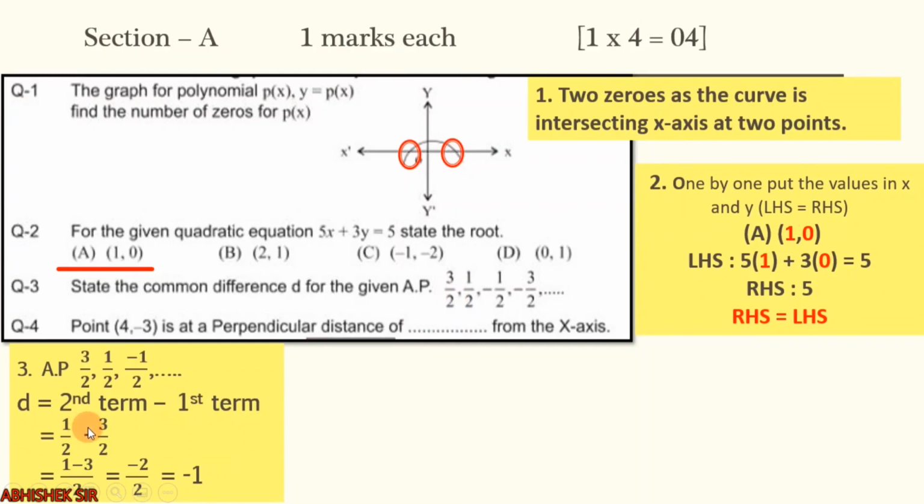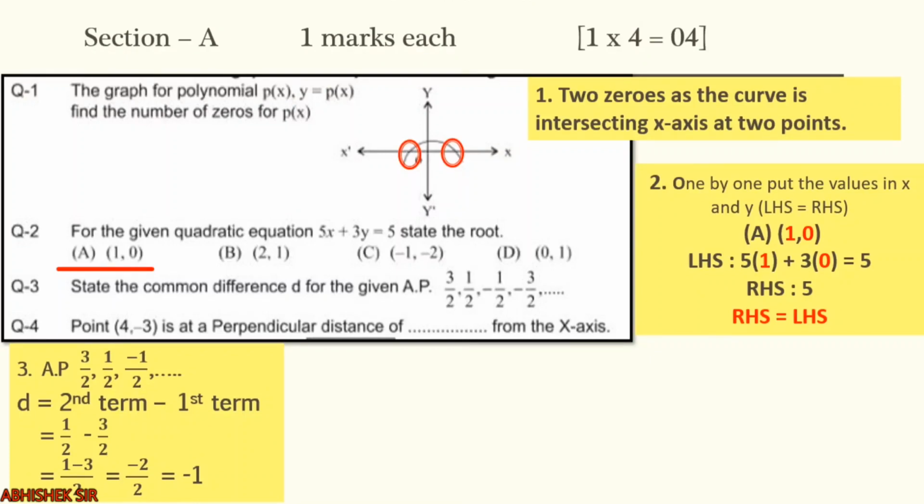So 1/2 minus 3/2, 2 is already the LCM, so 2 will be in the denominator. Here 1 minus 3 will become minus 2. And what is minus 2 upon 2? That will give you minus 1. So the common difference of the given arithmetic progression is minus 1.